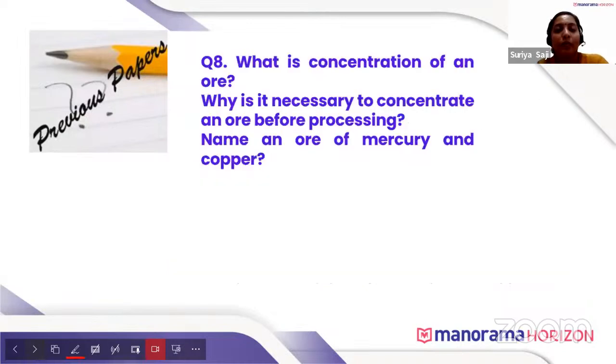Okay. The next question. What is concentration of an ore? Why is it necessary to concentrate an ore before processing? Name an ore of mercury and copper. Ore of mercury we have already told. What is concentration we have already discussed. Then why is it necessary? Before removing the minute impurities, first we need to remove the big impurities, right? That's why concentration of an ore is important.